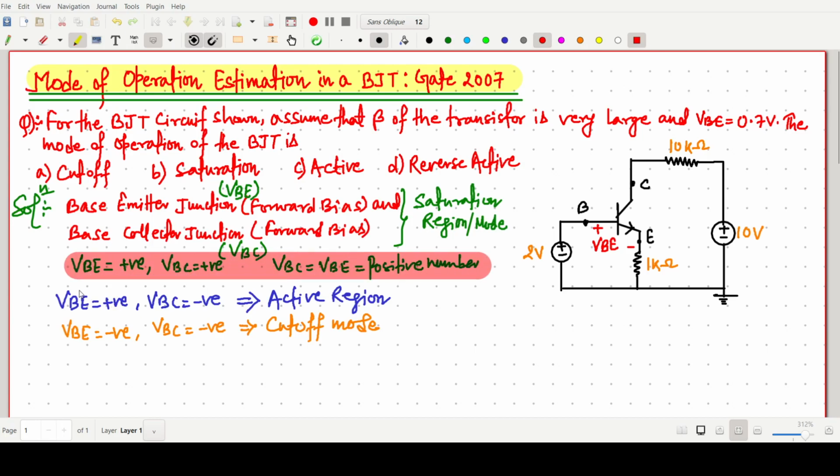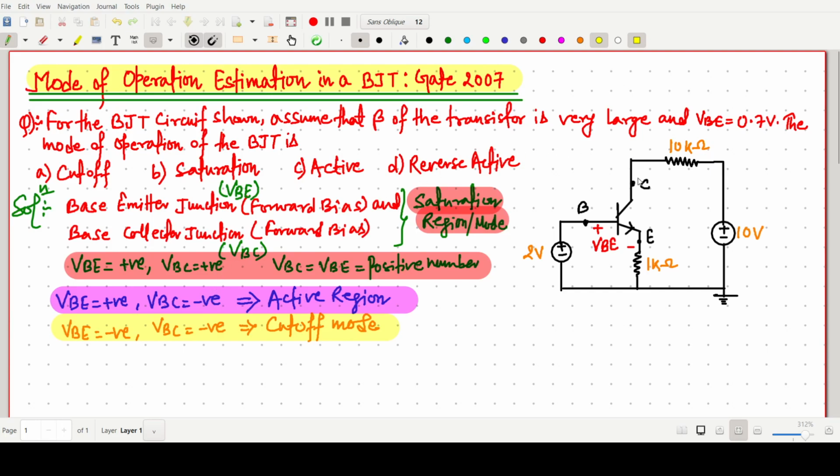So these are the very important points: when both are positive, it is in the saturation region, and when both are negative, it is in the cutoff region. And when the base emitter junction is positive and the base collector junction is negative, then it is in the active region. This is very fundamental, and it is coming from the Boylestad book, where the conditions are clearly mentioned. This condition is very useful; you can use it in some other problems also.